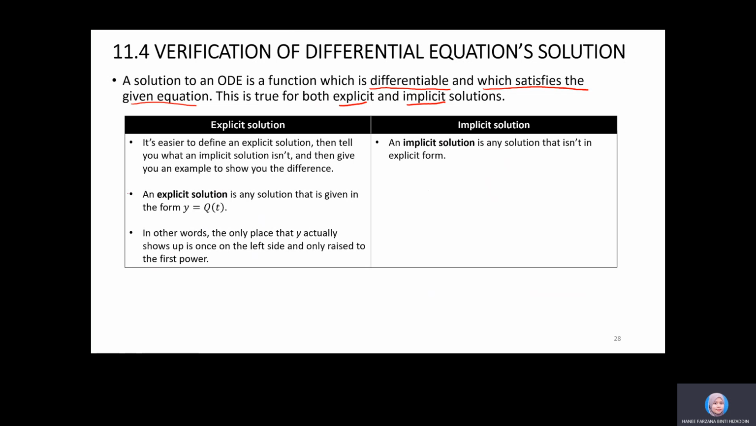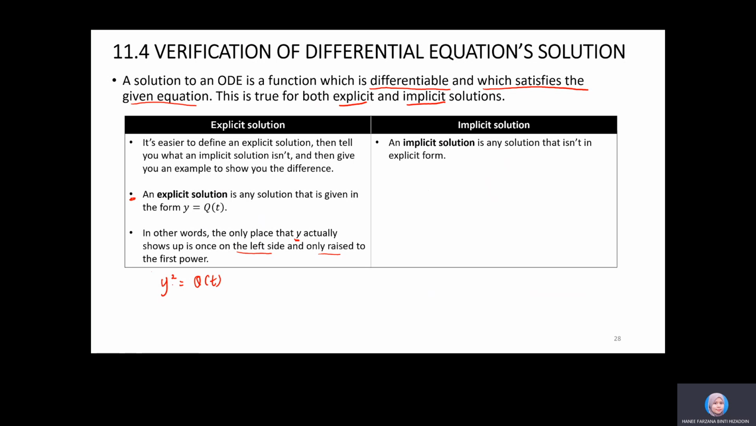Okay, so an explicit solution, this is the definition. An explicit solution is any solution that is given in the form of y as a function of the independent variable. So in other words, the only place that y actually shows up is once on the left side and only raised to the first power. You must have y in terms of something, and it only appears on the left side one time only and only to the first power.